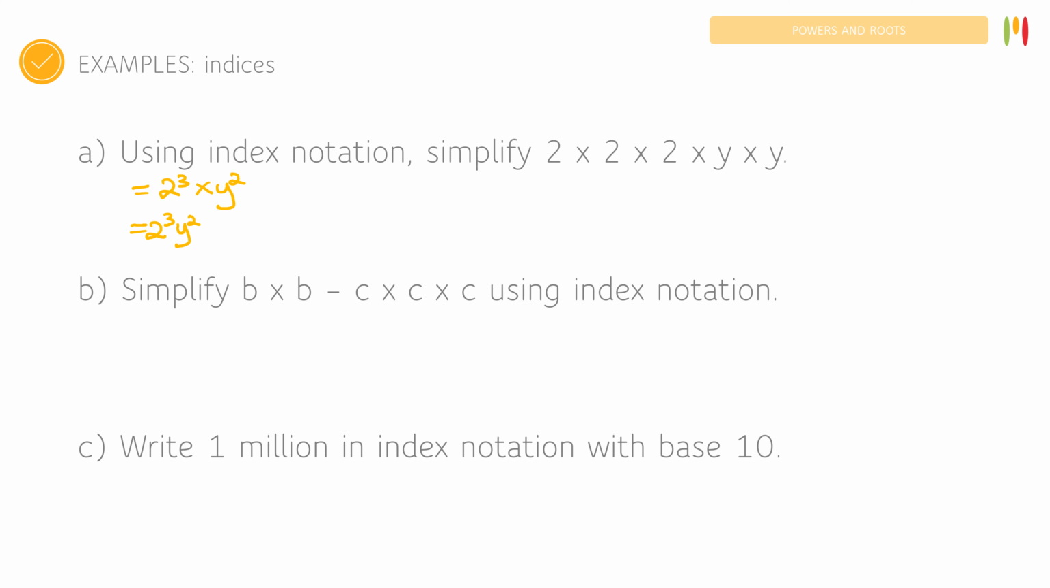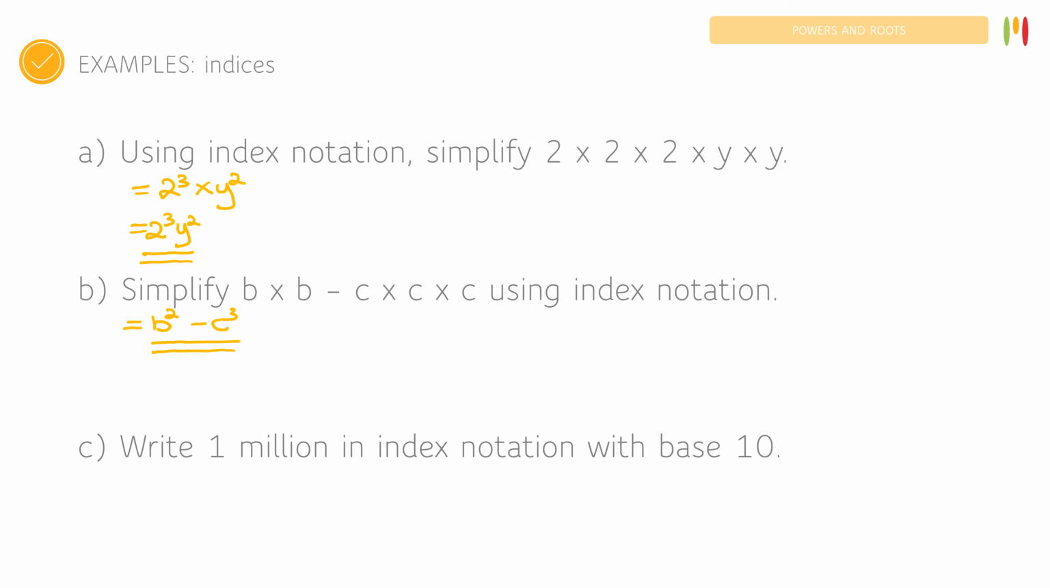Now for question B. Again, let's simplify the two different letters separately. So we have b to the power of 2 minus c to the power of 3. This is now in its simplest form. Moving on to question C.